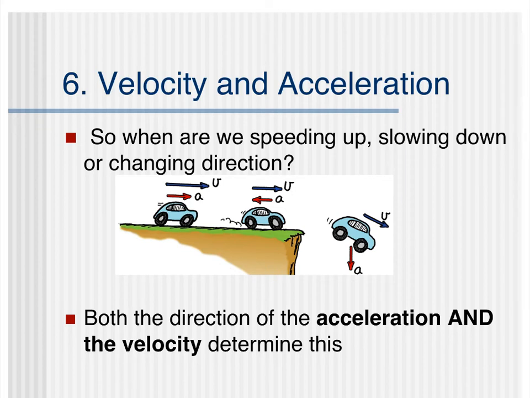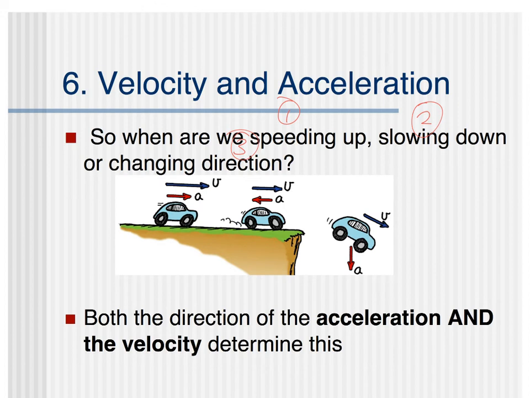So let's go back to the three ways which we can accelerate, which, as a refresher, are speeding up, slowing down, and changing directions. And we have three examples here of three different cars. One speeding up, one slowing down, one is changing directions. So which one is which?